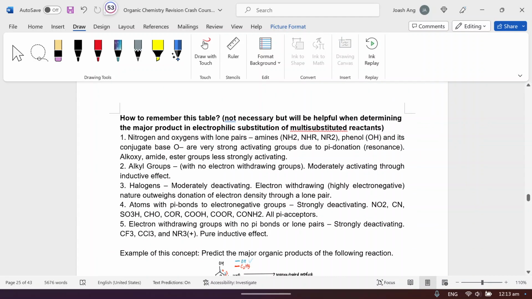If the nitrogen and oxygen have lone pairs and that they have p orbitals overlapping with the pi orbital of the benzene ring, then you can have delocalization and this important concept called resonance. Okay, so that's why it's strongly activating. Your alkoxy, amides and ester groups are definitely less strongly activating because you have your competing effect.